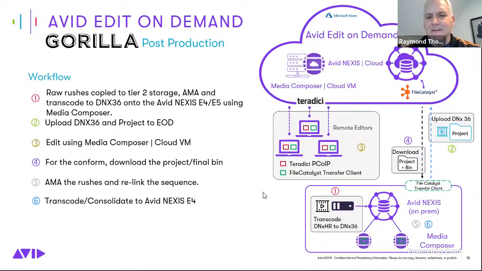Yeah, so just as you were describing that, Michael, here's an example of what Gorilla Post did. They basically brought in media locally. They did the transcode to a lower bit rate. They uploaded using File Catalyst. Once it was in the system in Avid Edit on Demand, users were then able to access that using the Teradici client to get access to those Media Composers running on those VMs. Everybody was editing, collaborating, working together. And then when they were done, they took everything out and spun the service down. So generally speaking, that's more or less how the workflow works.